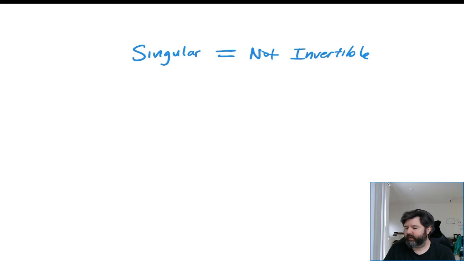Yeah, no problem. It's kind of tricky. Yeah, singular is not invertible. It's weird.